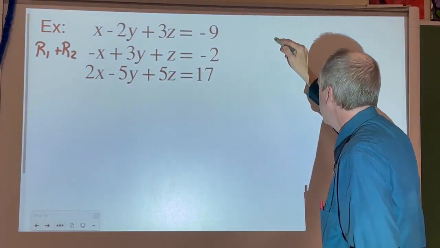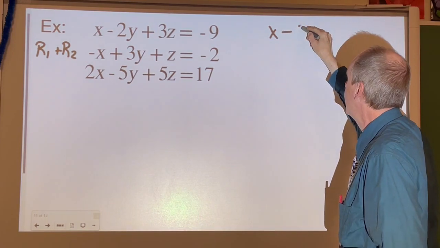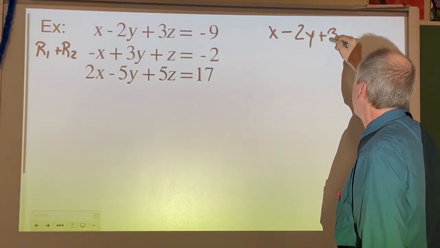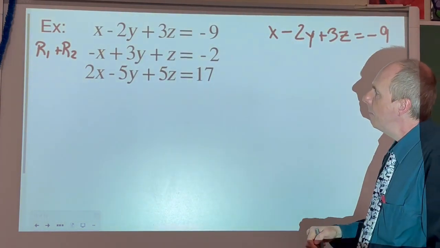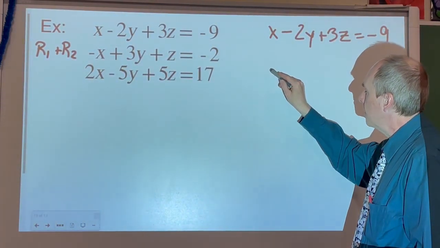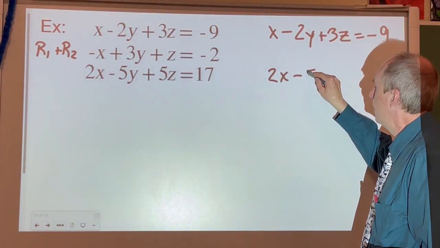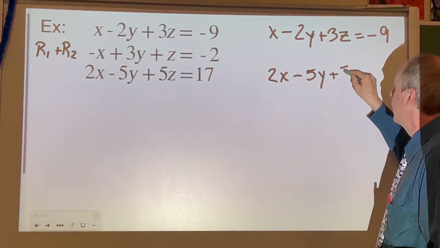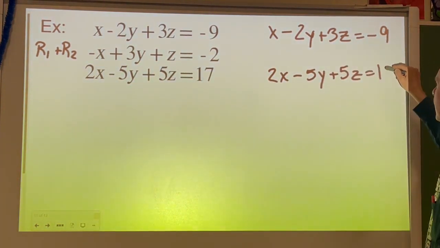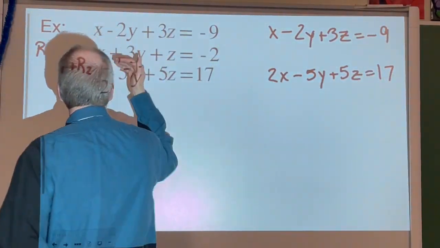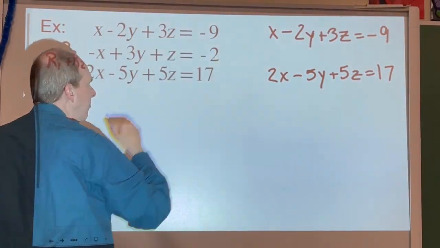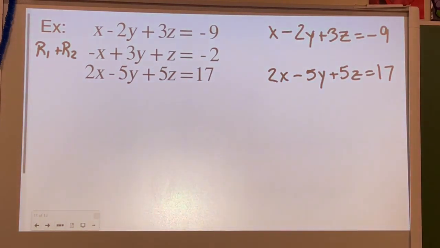The first row stays the same. Third row is going to stay the same. But that second row is going to change. So when I add these together, I'm replacing the second row with that new sum.